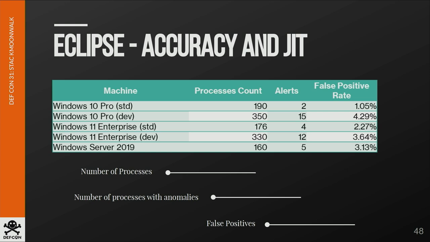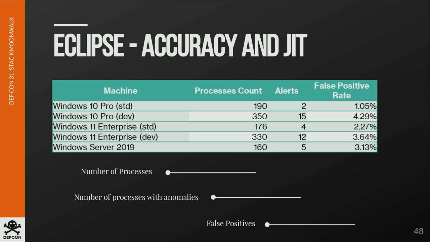Standard just means it was a standard Windows user machine. This is not a developer. This is just a person who logs on, watches video, does work on Word documents, and that's it. Dev is actually a developer, somebody who installs Visual Studio, sets up Postman, installs WinDBG preview. And again, it makes sense.